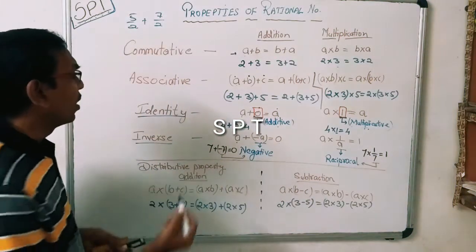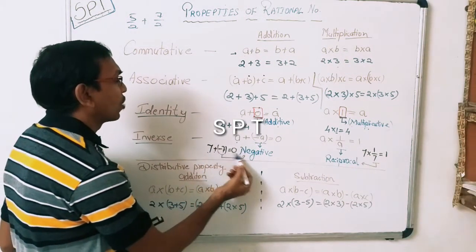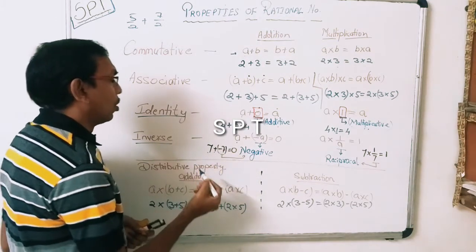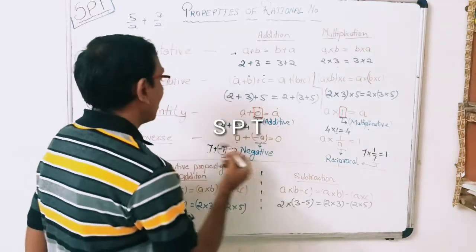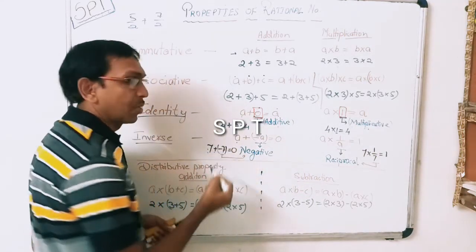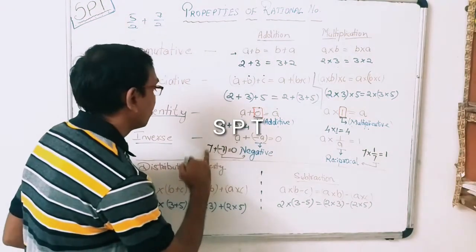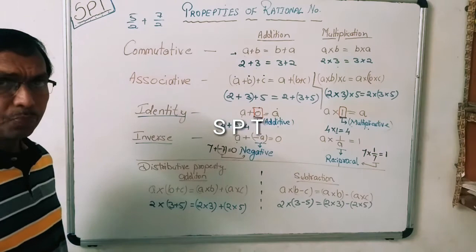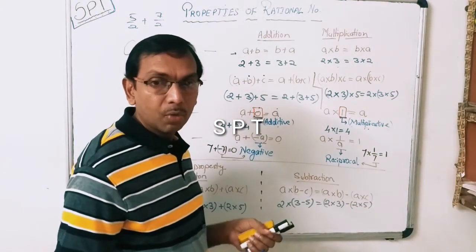I have taken an example, say 7 plus minus 7 is equal to 0. So this minus 7 is negative of 7 or additive inverse of 7. Same way, 7 is also additive inverse of minus 7. So this is the property of additive inverse.